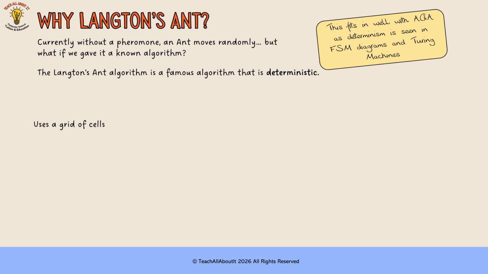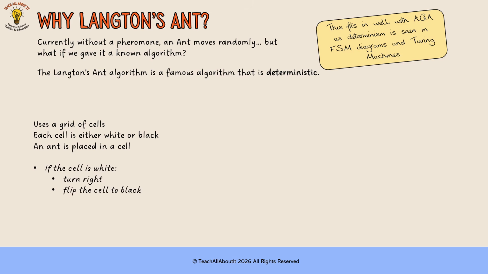So in this case, what we're going to do is try to implement this particular algorithm into an ant movement. Langton's ant uses a grid of cells, which should be quite familiar to us. Each cell is either set as white or black. Now that is entirely separate from the current live code. An ant is placed into one of the cells in the grid. So again, we're working with a single ant on this one. The algorithm states that if the current cell is white, the ant is going to turn to the right, and then we're going to flip the cell to black.